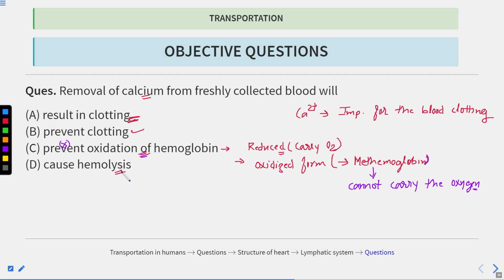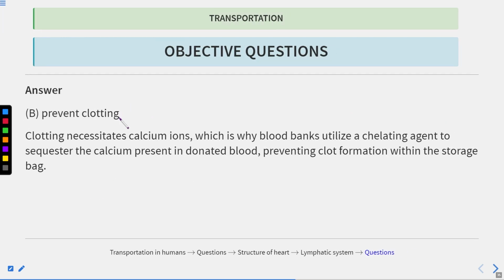Now the last option is cause hemolysis. What is hemolysis? Hemolysis is the damage or the destruction of the RBCs, the red blood cells, also known as erythrocytes. So what should be the answer here? It prevents clotting. Okay, what is the explanation?